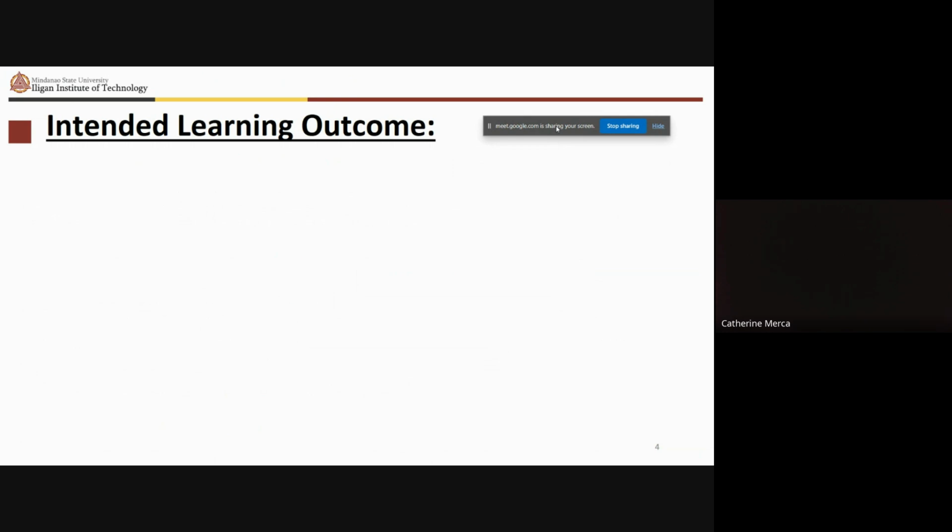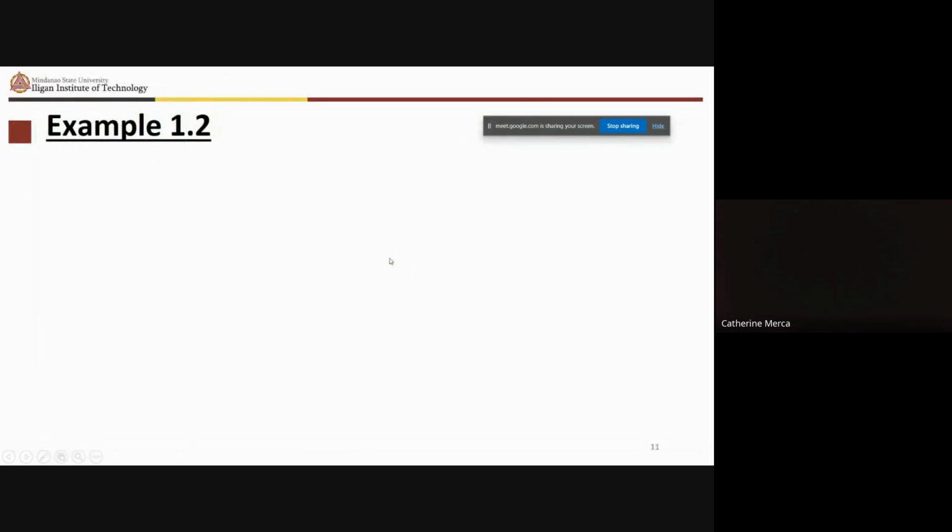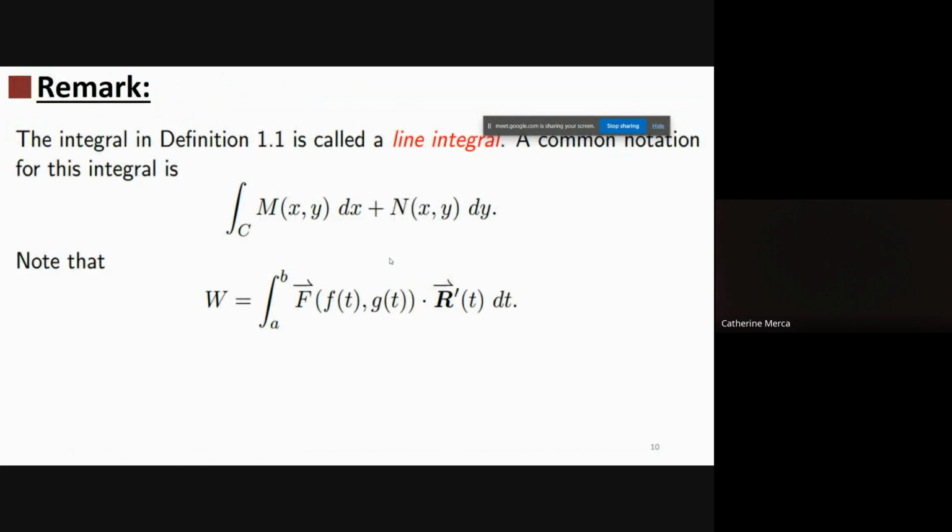Our intended learning outcome will be about, of course, line integrals and multiple integrals. Take a look here. We define the line integral to be this one. The common notation is the integral of M of x,y dx plus N of x,y dy along this curve. Note that work is defined as the integral from a to b of the function, of course, the function times r prime of t dt.